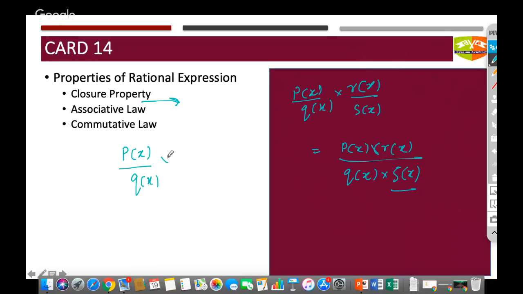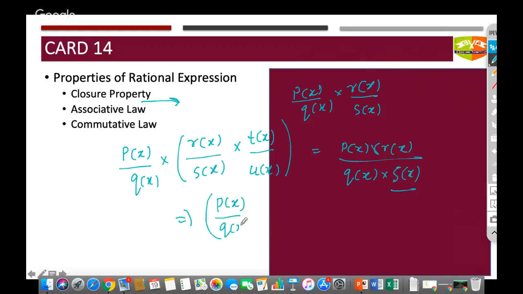Px by qx multiplied by rx by sx, and I take tx by ux. So this can be written as px by qx multiplied by rx by sx, and this can be written as tx by ux. So the associative law holds true here. Let me go to the commutative law. So the commutative law also holds true here.